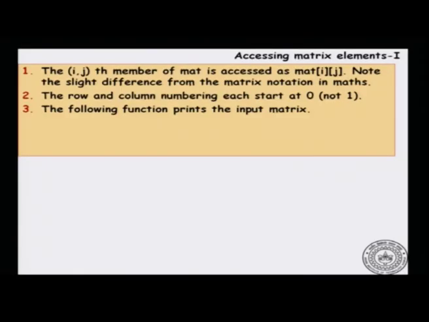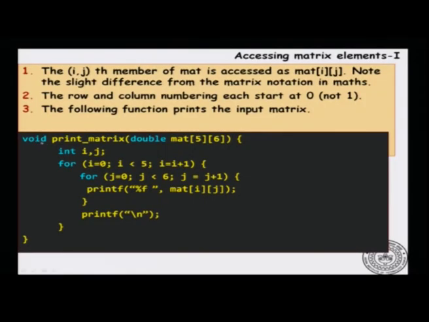Let us look at a function which prints the input matrix. Okay. So, I have a function, it returns void. So, it does not return anything, it just performs an action, which is to print a matrix. Now, the function is called print matrix. It takes a double matrix, a mat of size 5 by 6, 5 rows, 6 columns each. I first declare i and j. i is supposed to iterate over the rows, and j is supposed to iterate over the columns.